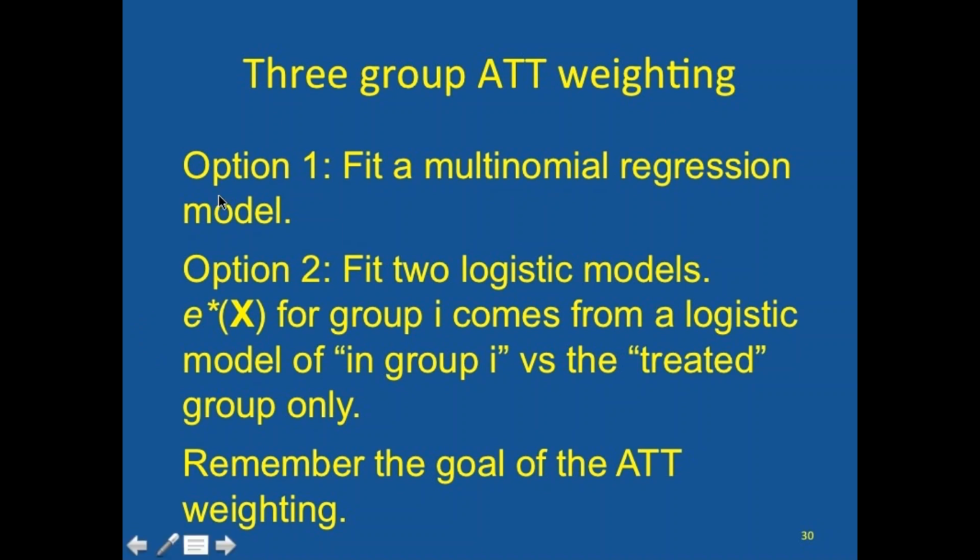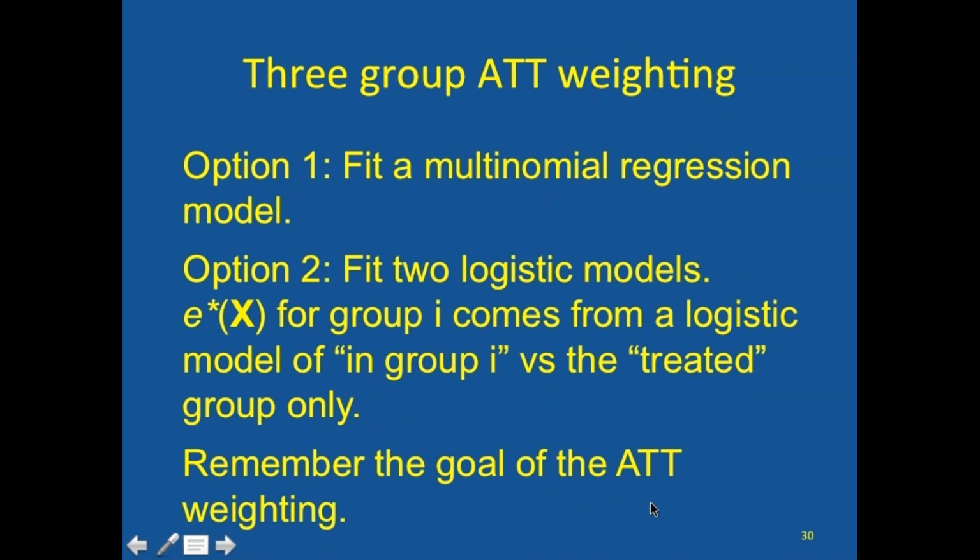And the trick here is not to fit it on the whole cohort, but fit it on just 2 groups at one time. So imagine fitting 2 logistic models where E star of x for group I comes from a logistic model of in group I versus that treated group.